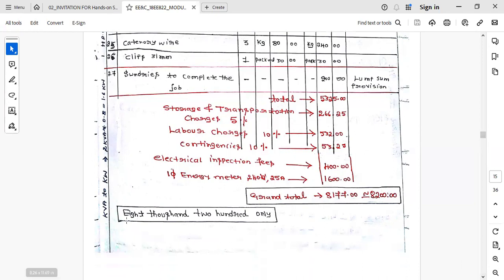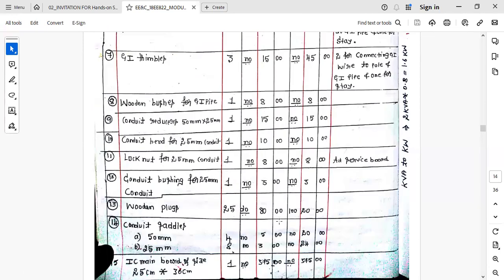In terms of words also, you need to write exactly 8,200 rupees only. Okay, this is how we need to do the calculation.